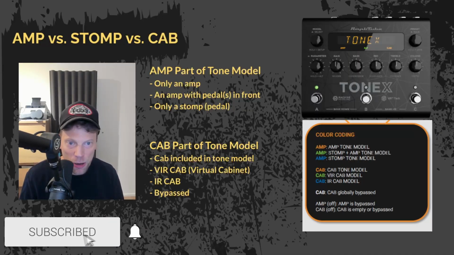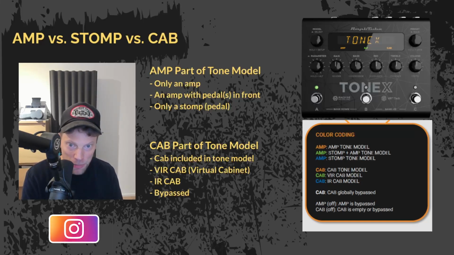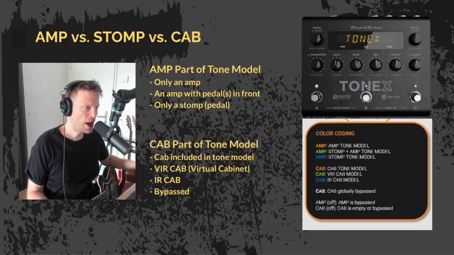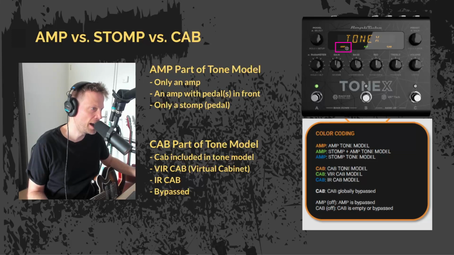In this video I'm going to explain what is the difference between an amp, a stomp and a cab in the Tonex universe. So every tone model consists of two things: an amp, so the amp part of the tone model, and a cabinet part.